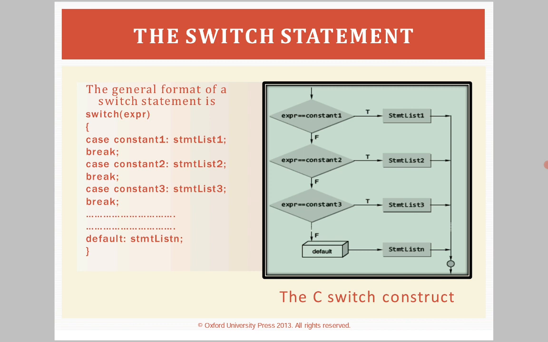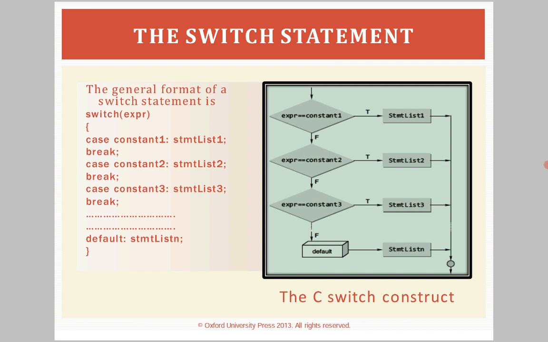The general format of a switch statement is: switch expression, bracket open, case constant 1 colon statement list 1 semicolon break, case constant 2 colon statement list 2 semicolon break, case constant 3 colon statement list 3 semicolon break, and last, default colon statement list n. So this is the syntax of the switch statement.